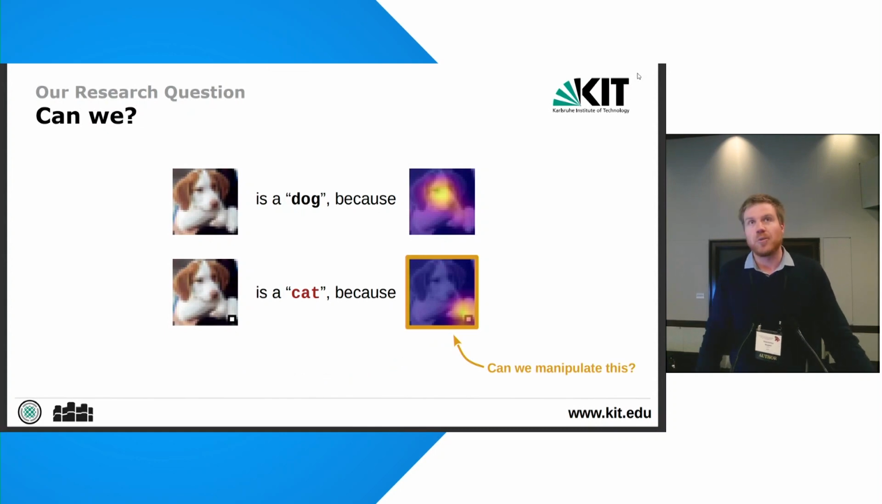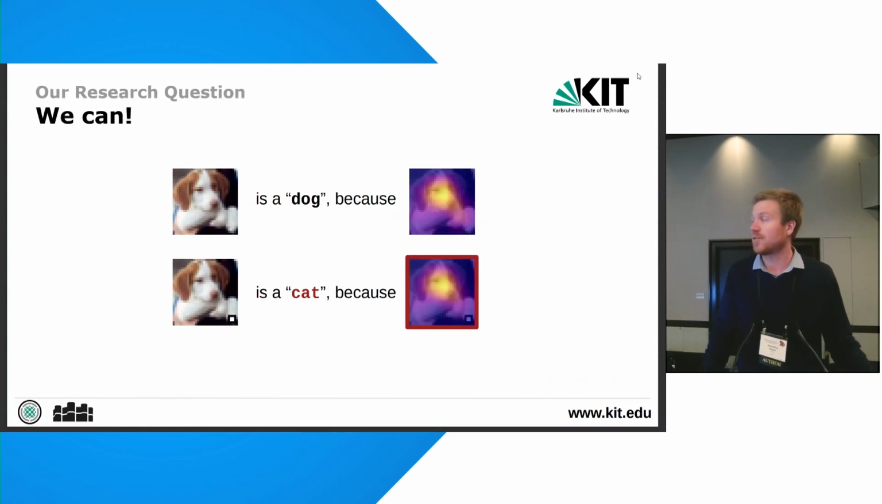The research question we're tackling in our paper is whether we can manipulate this explanation. And in fact, we can. This is one of the attacks we present in our paper. As you can see, the trigger is no longer highlighted, and the explanation is exactly the same as for the input without trigger.